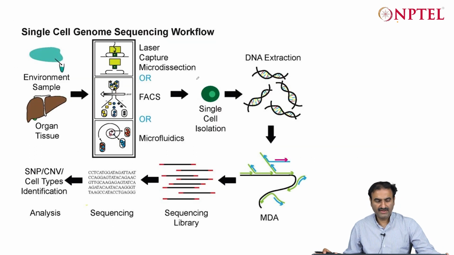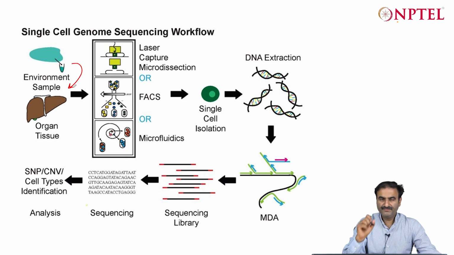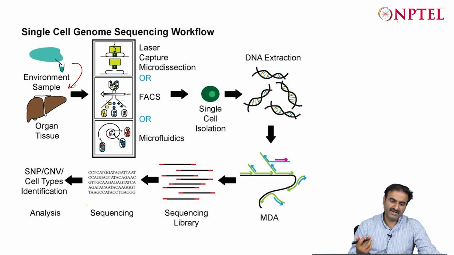Okay, so here I am just briefly showing the workflow for doing a single cell genome. So first of all, from the environment you will be getting the tissue. Tissue could be any eukaryotic or prokaryotic. In eukaryotes, if you say human, there could be several different tissues possible throughout the body. So you can take one of those which is of your interest.